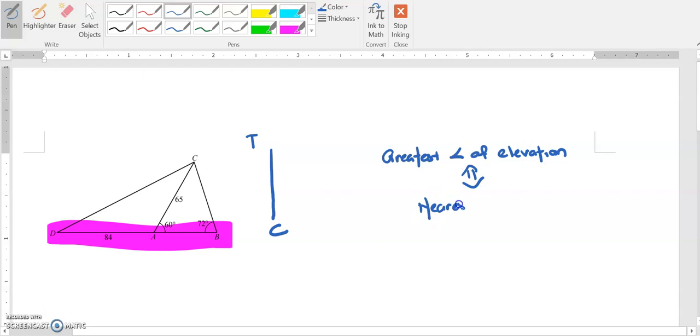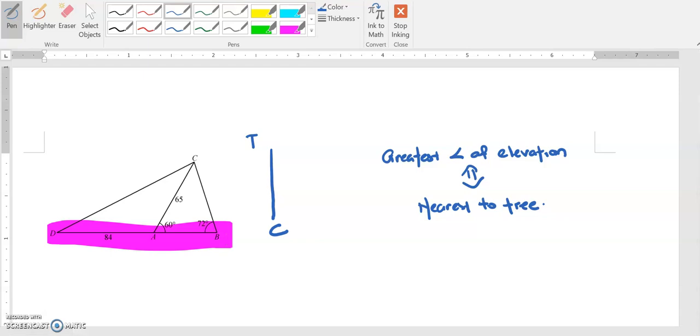nearest to the tree. All right, because if you stand far away, maybe you just need to lift your chin a little bit higher. You can already see it, but when you're very, very near to it, you actually have to lift your entire chin all the way up. So the nearest distance to the tree.